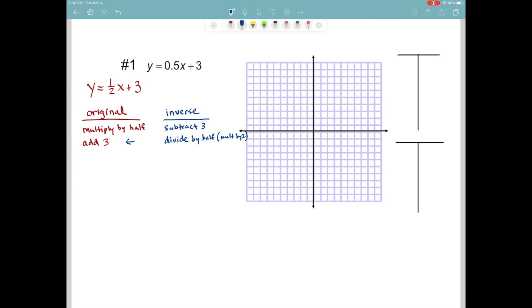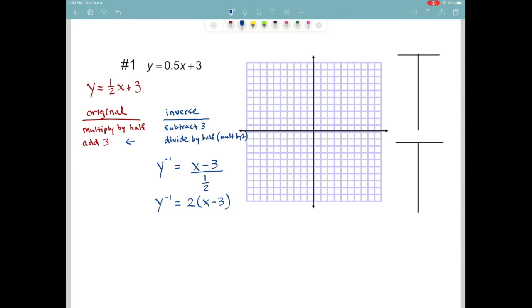So as we build this one, I'm just going to use y, with the little -1 to denote that it's the inverse. We've got x as our input. We said we're going to subtract 3 first, and then divide by half. Now dividing by half, we usually don't want fractions within fractions, so we know that's the same thing as multiplying by 2. So you could write it in this form: 2 times the quantity x minus 3.